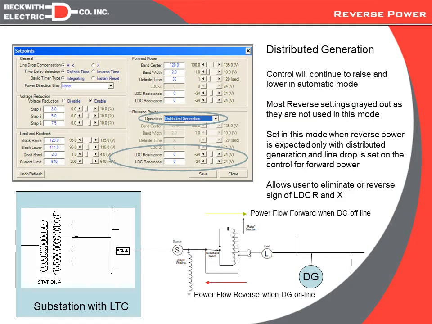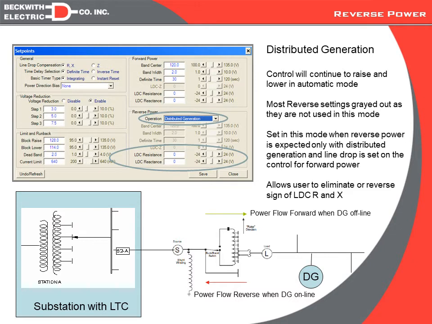So now distributed generation. If I do have distributed generation downstream and I want to use RX, then I really need to select DG mode, because when I select DG mode, you can see that it's still going to use the forward settings for band center, bandwidth, and time delay, but now it's going to allow you to have a different set of settings for R and X in reverse power versus forward power.